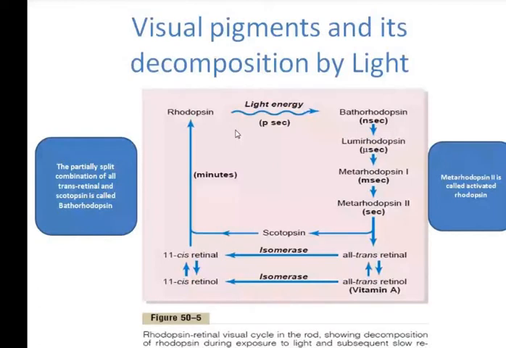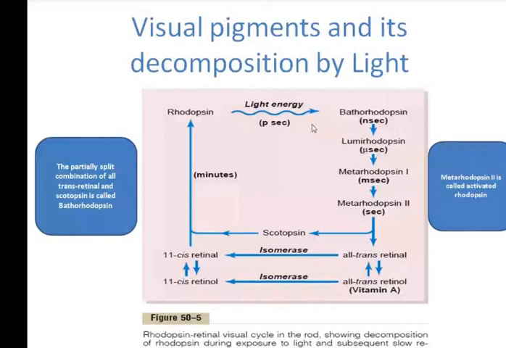Now let me discuss this part. If you look at the rhodopsin, the light pigment and decomposition by light, this also shows that synthesis is going on. When the light strikes these visual pigments in the rods, various steps follow. This partly split combination of all-trans retinol and scotopsin is called bathorhodopsin. So there is a partial split.